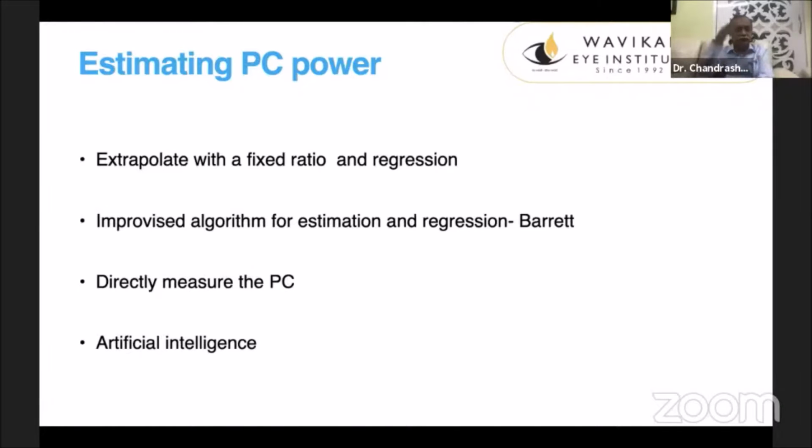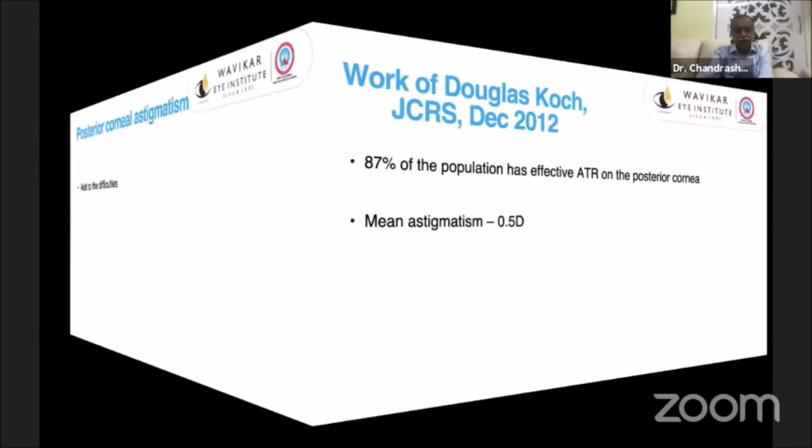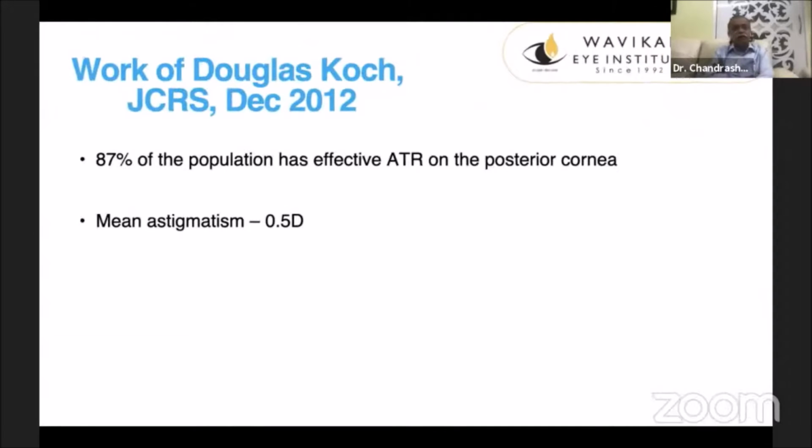Artificial intelligence right now is restricted to spherical power only, and we are talking about astigmatism. So estimating posterior corneal astigmatism has additional difficulties. It was the work of Douglas Koch in December 2012 when it was realized that while doing toric calculations, we are ignoring the posterior corneal astigmatism, and 87% of the population has ATR on the posterior cornea, the mean magnitude being 0.5.